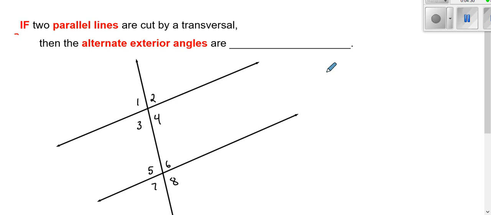The third one, if two parallel lines are cut by a transversal, if the lines are parallel, if and only if, something becomes true about alternate exterior angles. They also are going to be congruent.